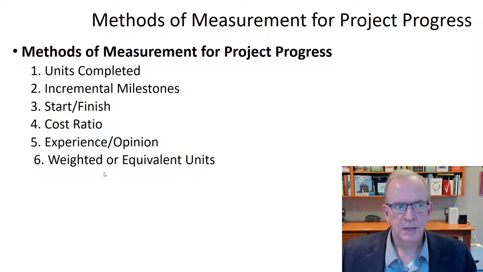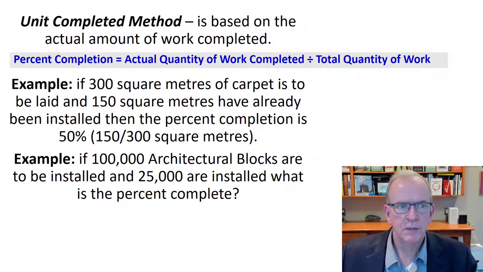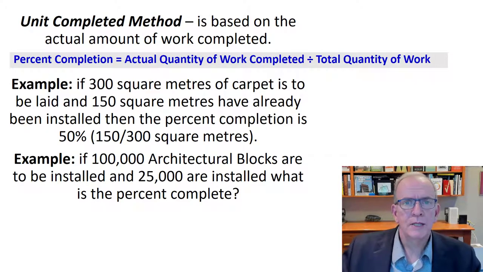And so the 6 methods that we'll go through are units completed, incremental milestones, start finished, cost ratio, experience opinion, and weighted or equivalent units. We won't spend too much time on this, but we'll go through them just so you have a good concept of the different ways. Well, units completed is pretty much what it sounds like.